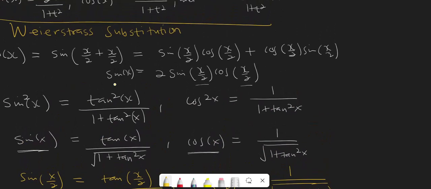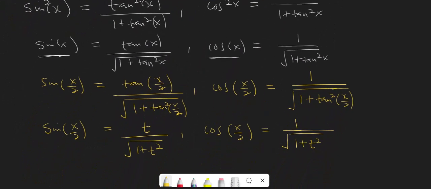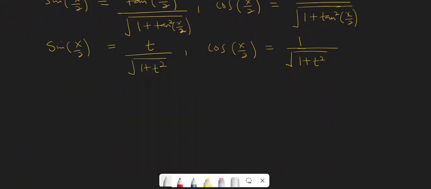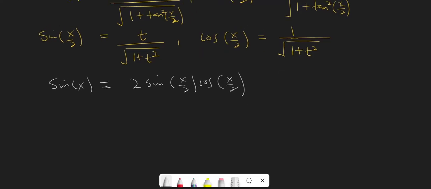So we are plugging them back in here. So sine x is equal to 2 times sine of x over 2 cosine of x over 2. We have sine of x over 2 in terms of t, cosine of x over 2 in terms of t. You can just plug everything in.